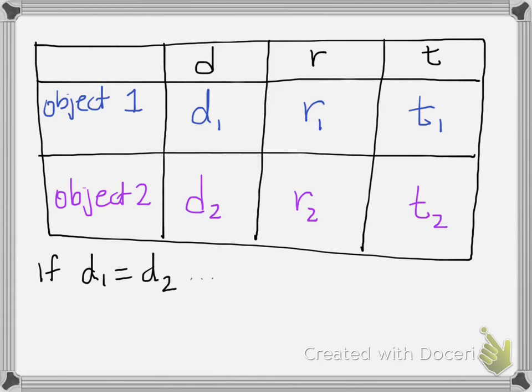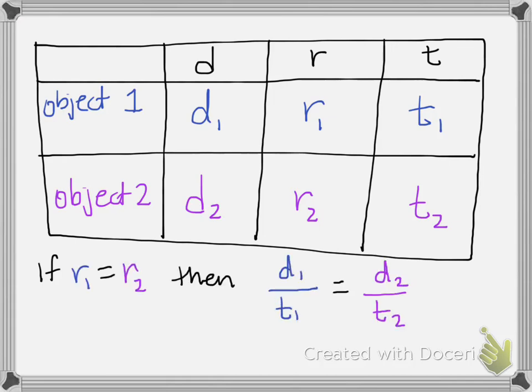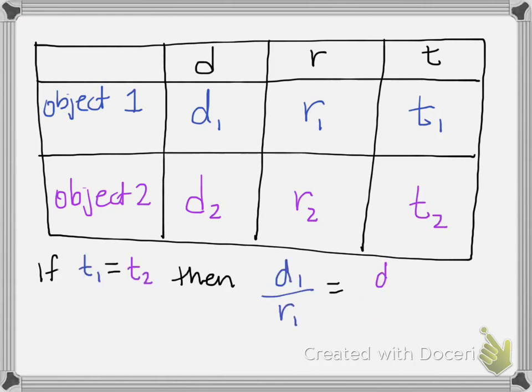Now, if we're given that the two distances are the same for these two objects, then we can equate the rate times time and come up with an equation to solve for an unknown. Similarly, if we know that the rates are equal, that the two different objects have the same rate, then we could set up the ratios of distance to time and have a proportion to solve. And likewise, if we know that time 1 and time 2 are the same, that both objects use the same amount of time, then we can set up the ratios of distance to rate and have them equal to solve for an unknown.